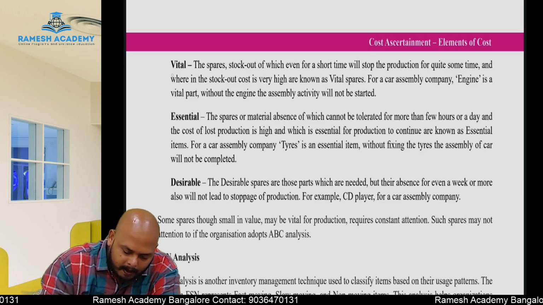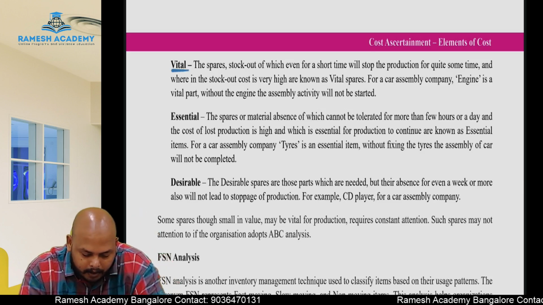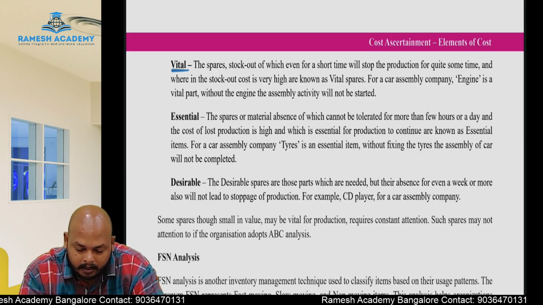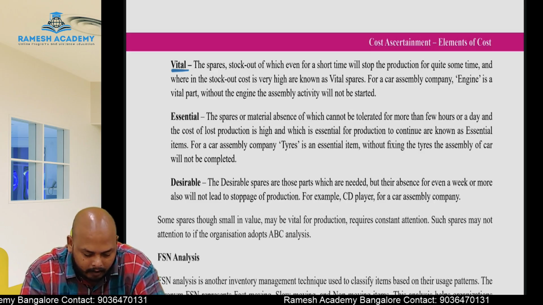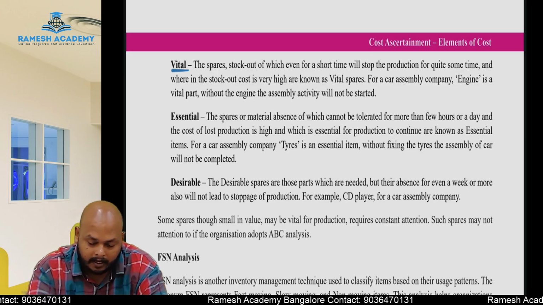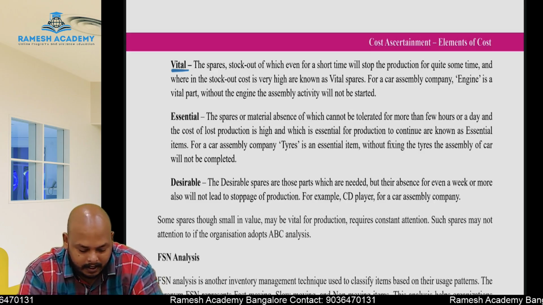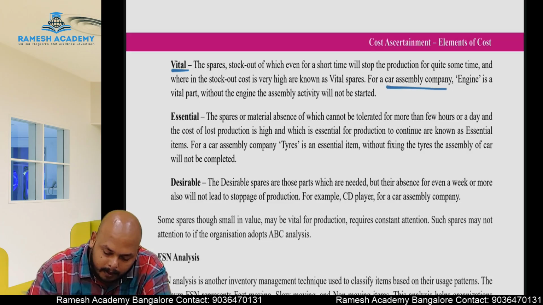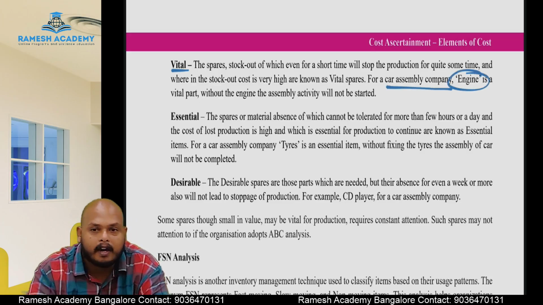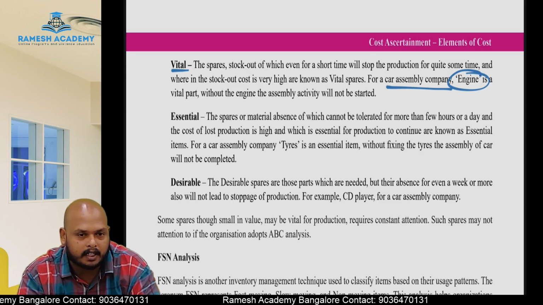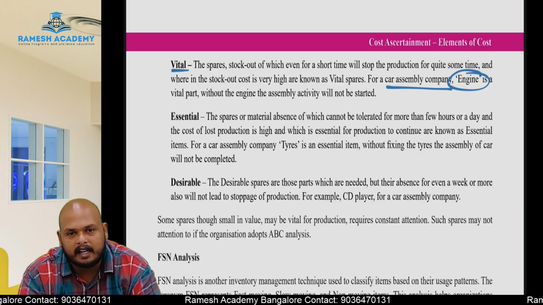First one, vital. The spare parts, stock out of which even for a shorter period of time will stop the production for quite some time, and wherein the stock out cost is very high, are known as vital spare parts. For example, in the car assembly process, the engine is a vital part. Without the engine, the assembly activity cannot be started. Without the engine we cannot start the production or assembly process. So the engine can be treated as a vital part.